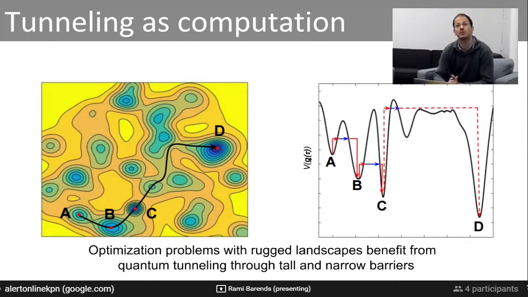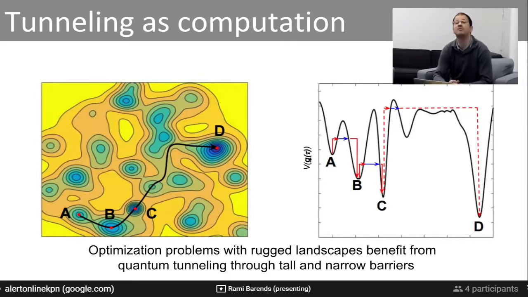Now, combined with the exponential state space and quantum tunneling, you can really start to see how quantum mechanics becomes a natural resource for computation.